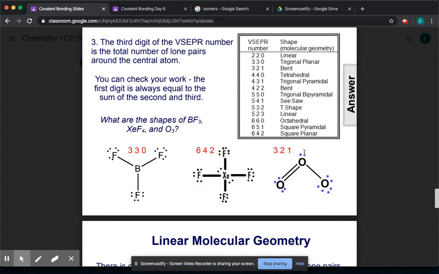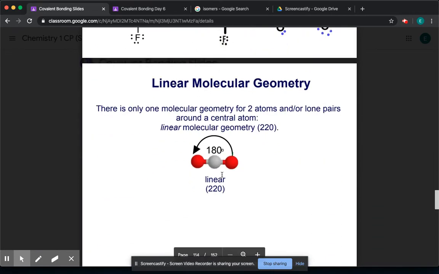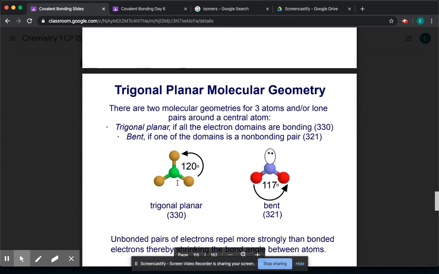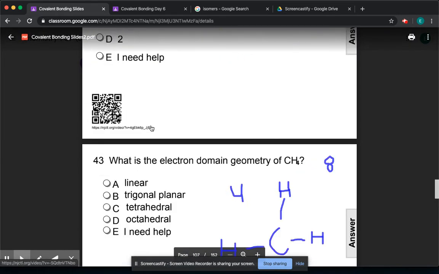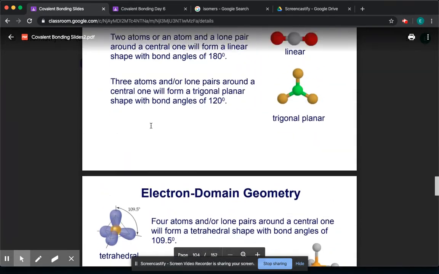Now the difference between the EDG and the MDG, let's look at it now. If you look at the EDG, let's go back up to the top where it talks about the electron domain geometry.